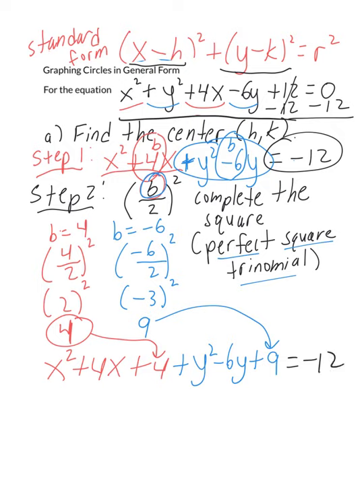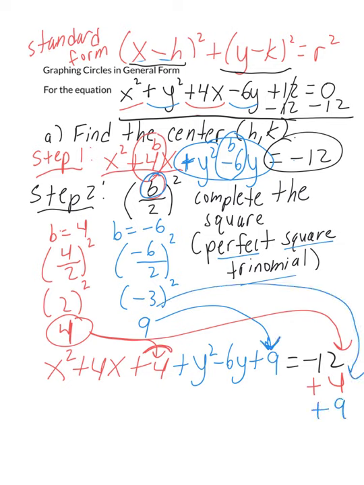But here's the catch. If I added 4 to one side of the equation, guess what? I got to add 4 to the right side of the equation as well. The same with the 9. If I added 9 to the left side of the equation, I need to also add 9 to the right side of the equation. So to summarize, these numbers that you get from the completing the square formula in step 2, you're going to add these numbers to both sides of the equation.